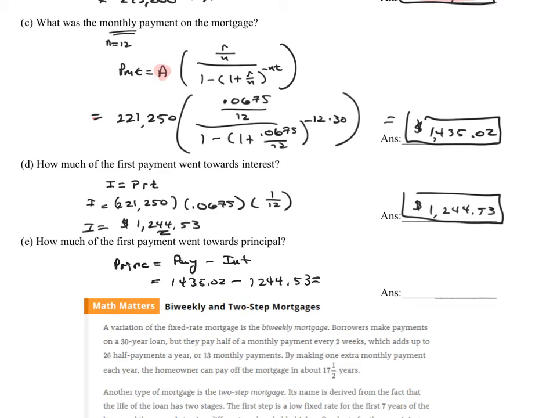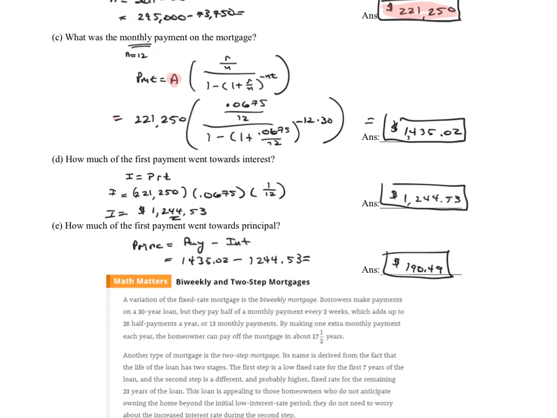This gives me a total of my $1,400 payment, a whopping $190.49 went towards my mortgage. Absolutely disgusting how much of your first payments go towards interest and what small part of it goes towards your actual principal, the amount that you owe.